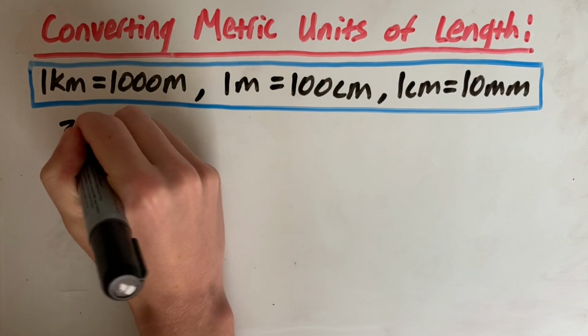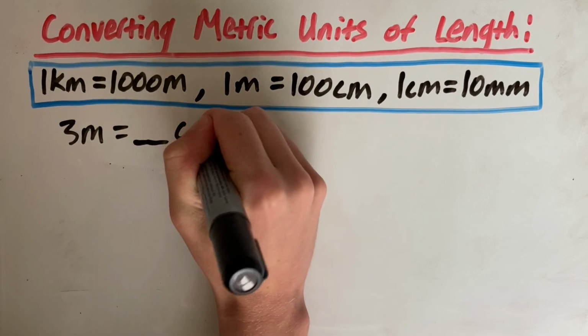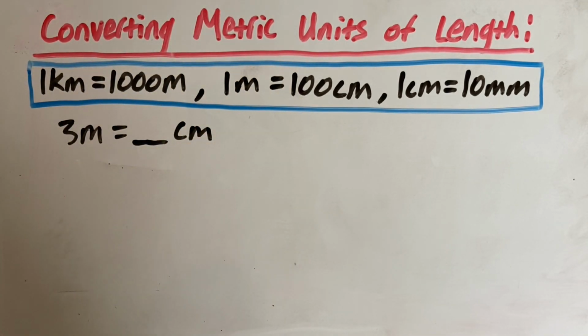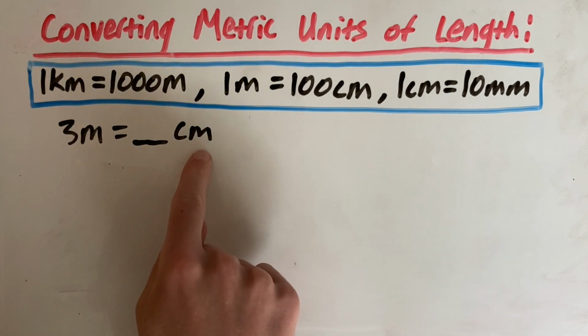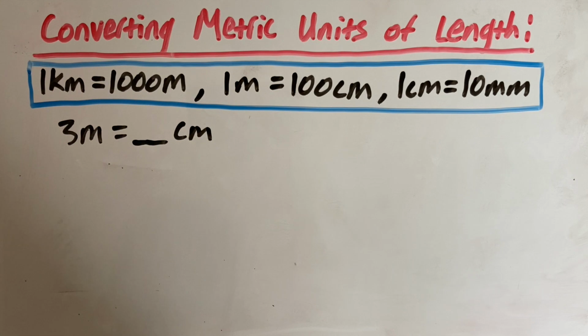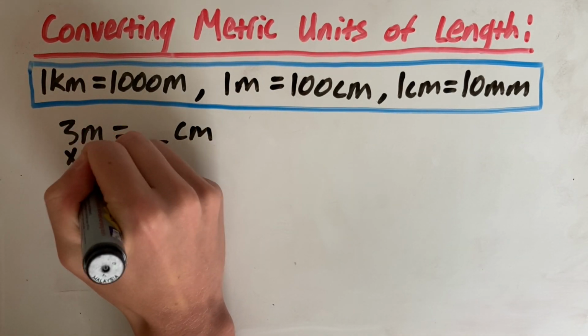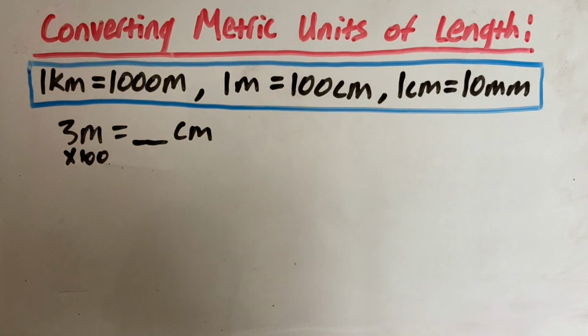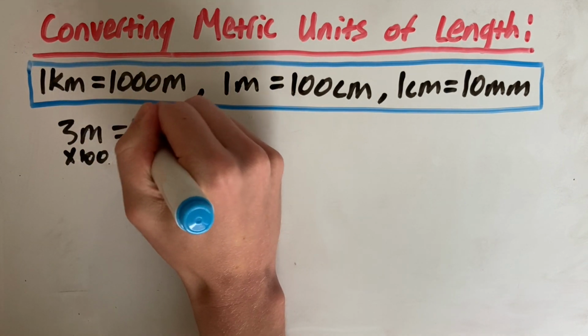First up, we have 3 meters is equal to how many centimeters. So we want to know how many centimeters is equal to 3 meters. If we look at the conversion between meters and centimeters, we know that 1 meter is equal to 100 centimeters. So to get from meters to centimeters, we have to multiply our meters by 100. We take 3 and multiply it by 100, so 3 meters is equal to 300 centimeters.